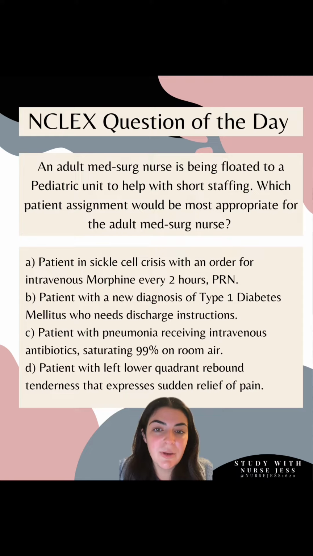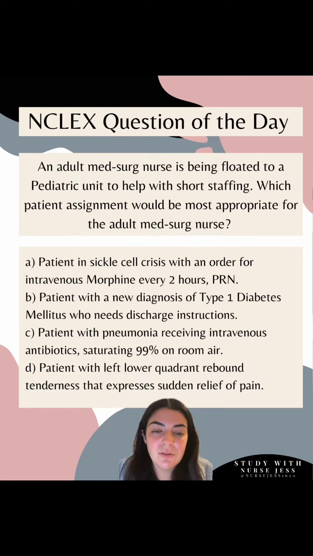So option A, patient in sickle cell crisis with an order for intravenous morphine every 2 hours PRN. Now, sickle cell crisis is pretty common in the pediatric unit. However, you can have these crises as adults. So I'm going to leave that option open and move on to option B.